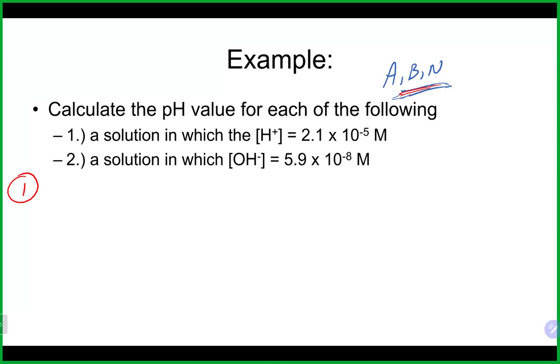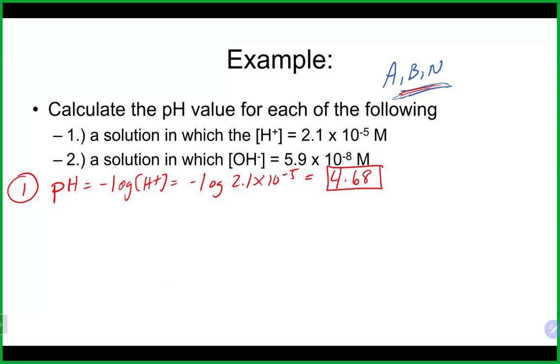Okay, so let's take a look at number 1 here, and we will calculate the pH. Again, negative log of the H plus concentration. So we're going to go negative log 2.1 times 10 to the minus 5. Again, depending on your calculator as to which way you're going to put it in. But regardless of which way you put it in, you should end up with like a 4.68 in this case. Once again, 2 significant figures, 2 decimal places in this case. Is this acidic, basic, or neutral, this one?